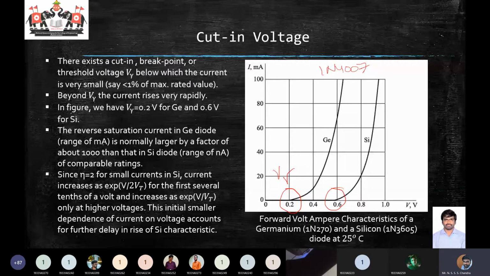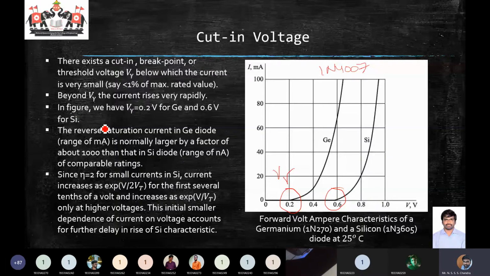The silicon cut-in voltage is almost 0.4 volts beyond that of the germanium diode. Even if you give 0.4 volts to a silicon diode, the current will still not increase appreciably. Before the cut-in voltage, the current will be very small, almost less than 1% of the maximum rated value, as you see in this PPT. Beyond V gamma, the current rises very rapidly. In this figure, we have 0.2 volts for the germanium diode and 0.6 volts for the silicon diode.